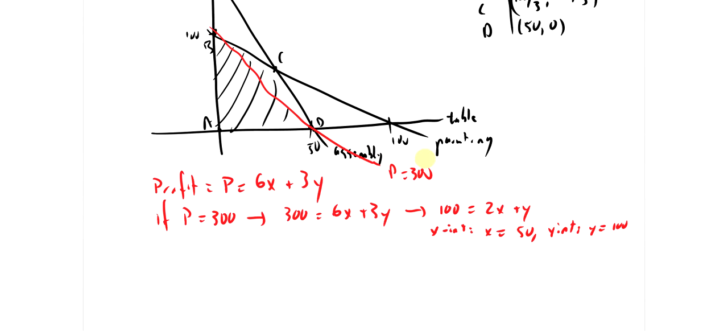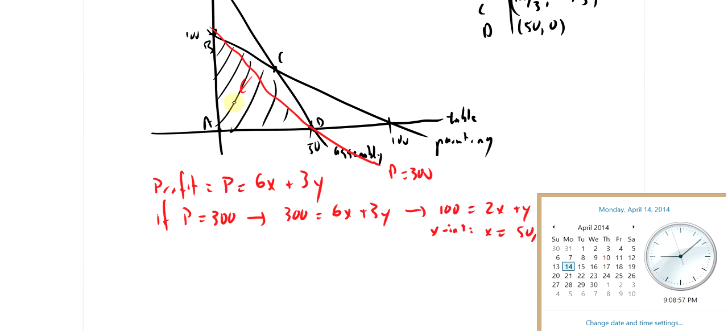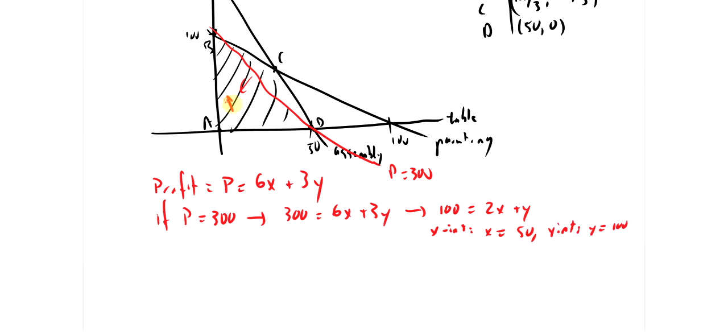Now, the nice thing to remember about lines is every line has a less than side and a greater than side. If you sell no tables and chairs, your profit is 0. So 0, 0 is on the less than side. So this side of the profit line is profit less than 300. This side out here, that side, is profit greater than 300. And this line itself is where he's making exactly $300.